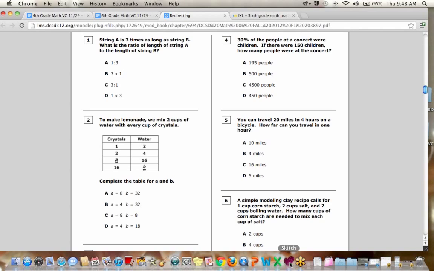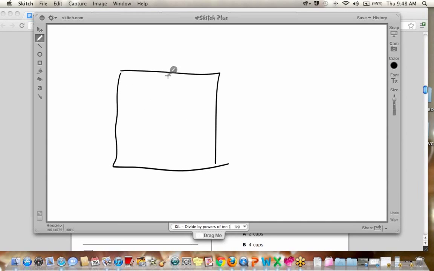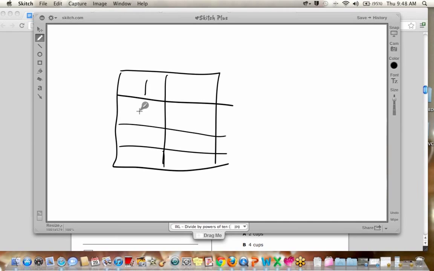So here, let me go to my lovely little sketch pad here, and I get really excited because now I have other colors, so I like to do that. And that's probably the ugliest table I've ever drawn in my life, but that's okay. We're not here for beauty. And then the second column, it was 2, 4, 16, and B.